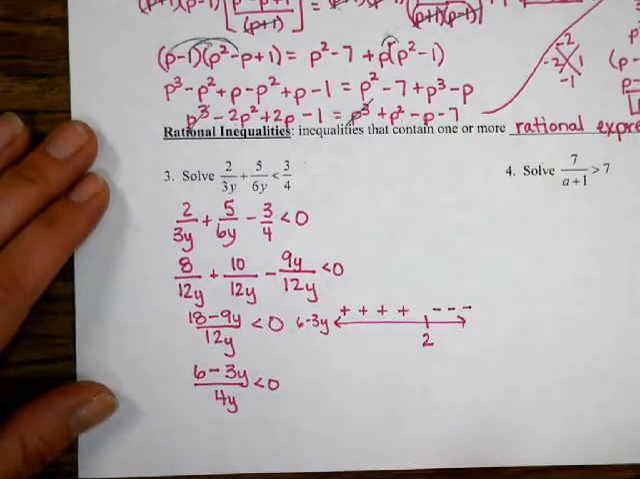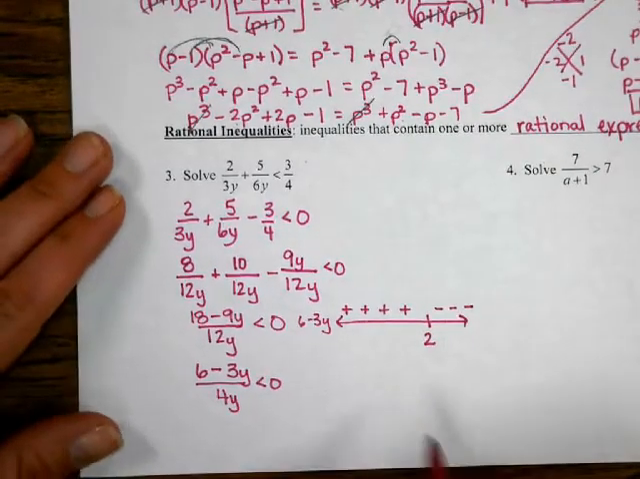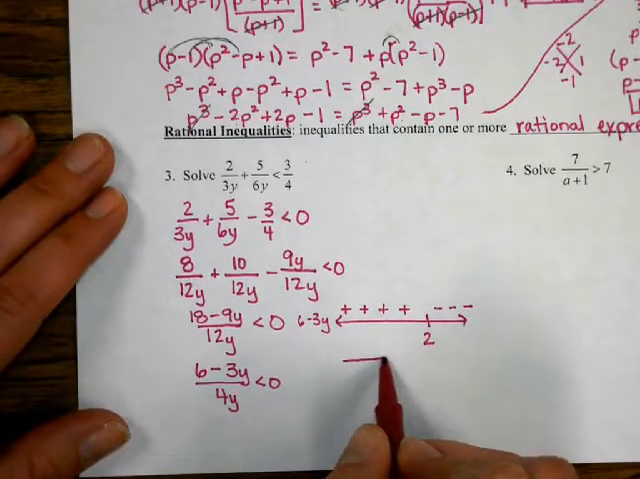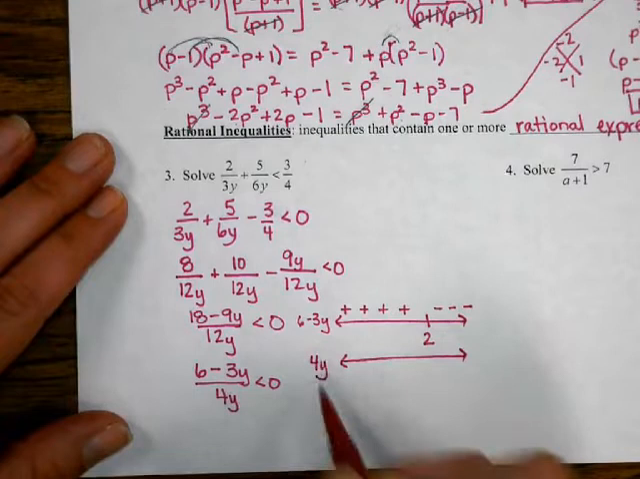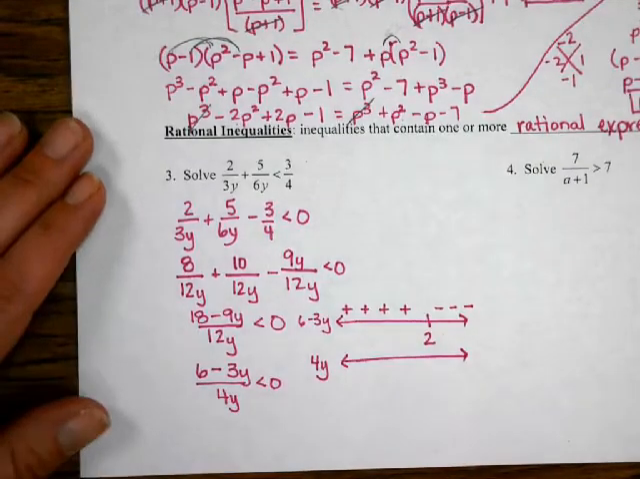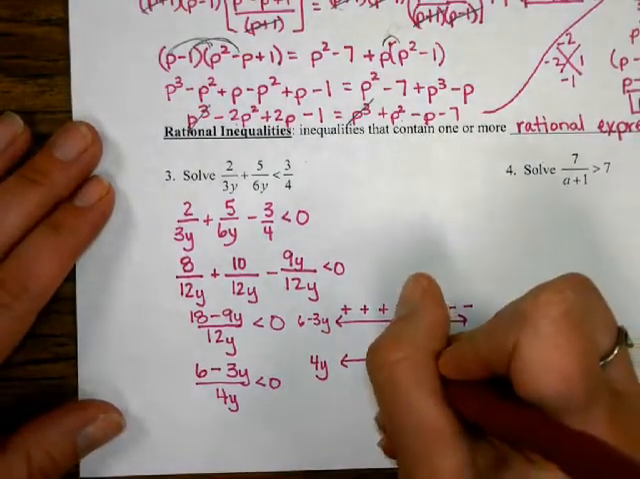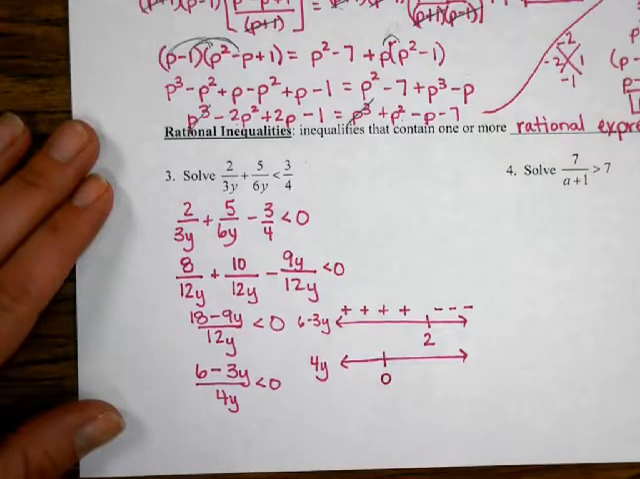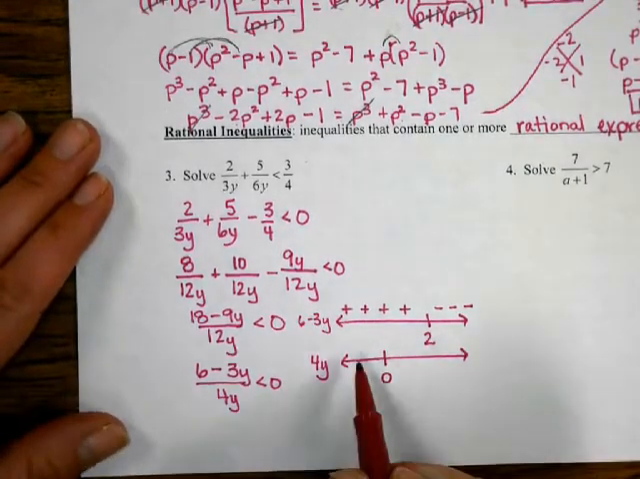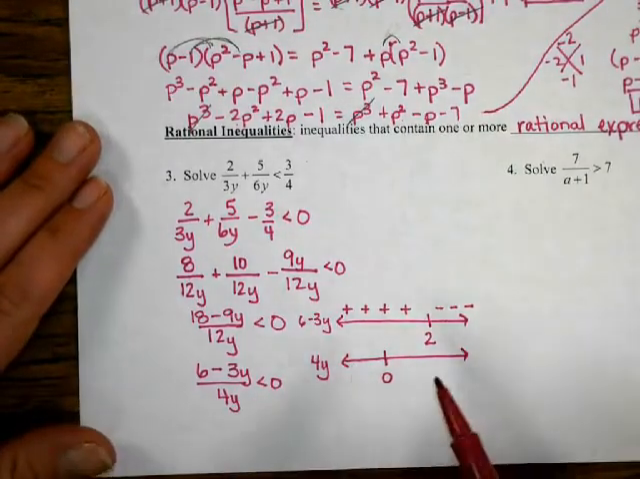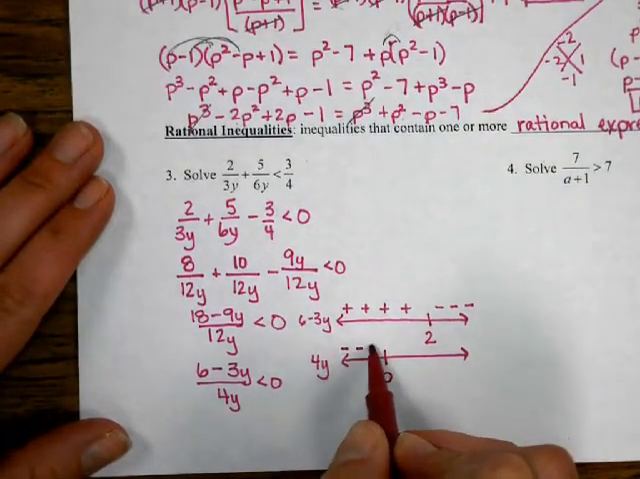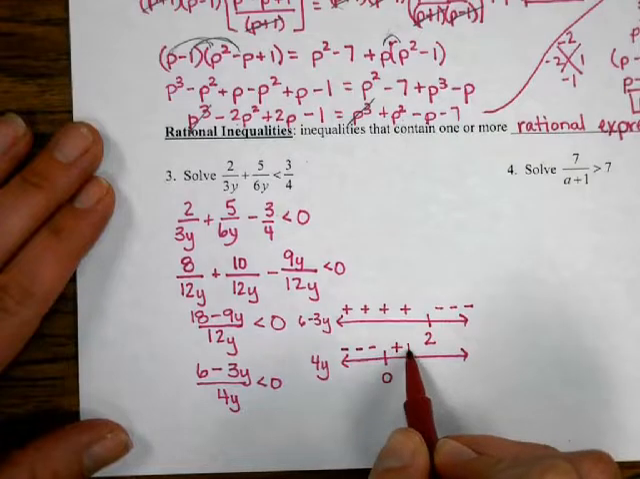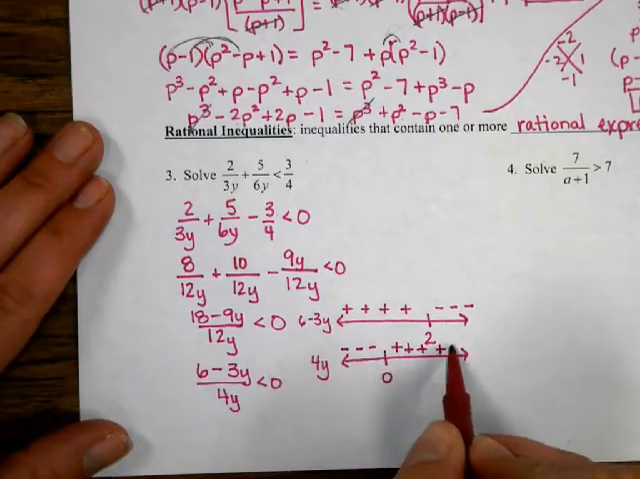Alright, the second number line is my denominator, 4y. Well, what value of y makes 4y equal to 0? Well, that would be 0. Okay, numbers that are smaller than 0, if I plug them in, negative 5 would be negative. And numbers that are greater than 0 would be positive, like 10, I'd get 40.